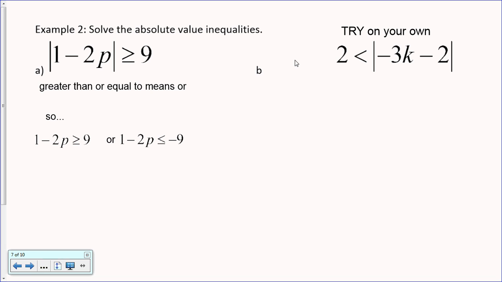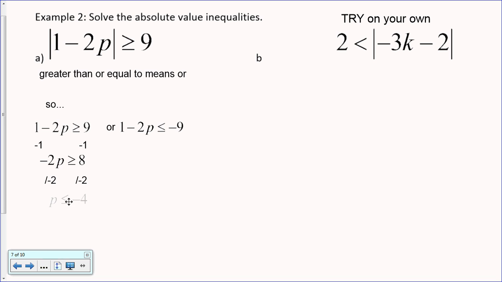Okay? Now to solve this, I'm just going to go ahead and get p by itself. So first I need to subtract 1 from both sides here. That gives me negative 2p is greater than or equal to 8. Divide everything by negative 2. It's going to give you p is less than or equal to negative 4 because I had to flip the sign because I divided by a negative. Here I'm going to subtract 1, which gives me negative 2p is less than or equal to negative 10. Divide by a negative again. That's going to give me p is greater than or equal to 5. And it's an OR statement, so I just write that in between. That's all I have to do.